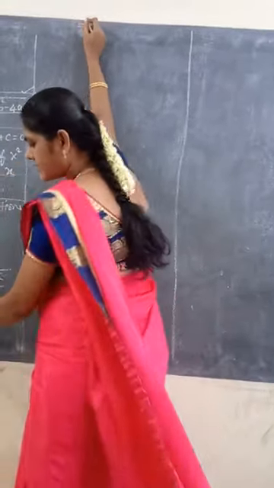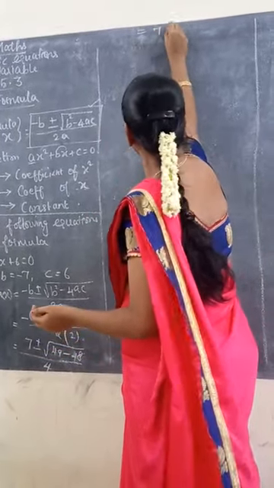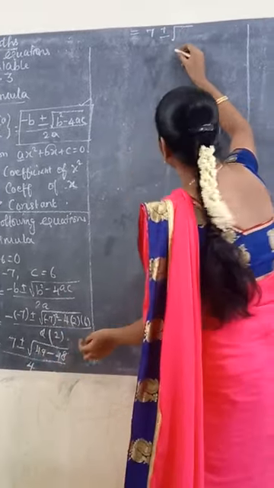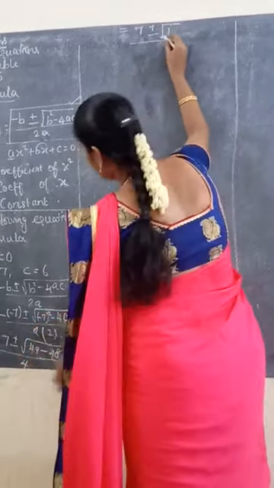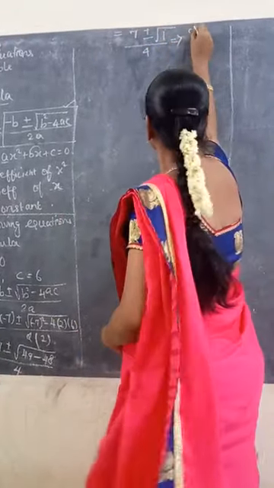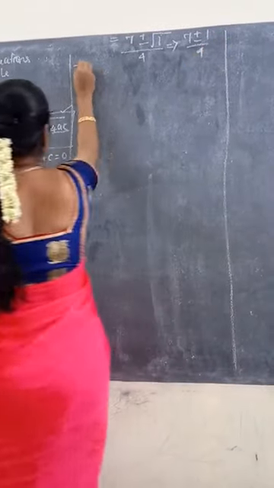Equal to this. Plus or minus is a must. Next, 7 plus or minus square root of 49 minus 48 is 1, divided by 4. Next, square root of 1 is 1. So 7 plus or minus 1 by 4. Next, the roots.